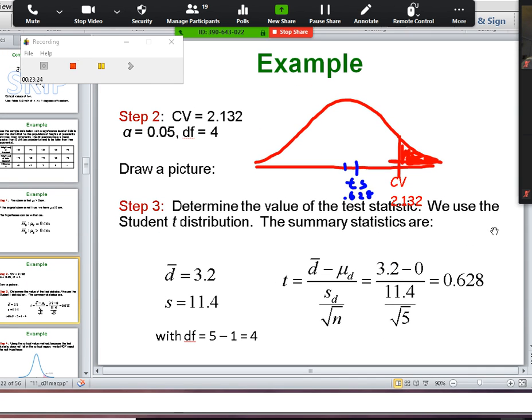Are you guys good with this part? Everybody have this written down? Just one more second, please. Okay.